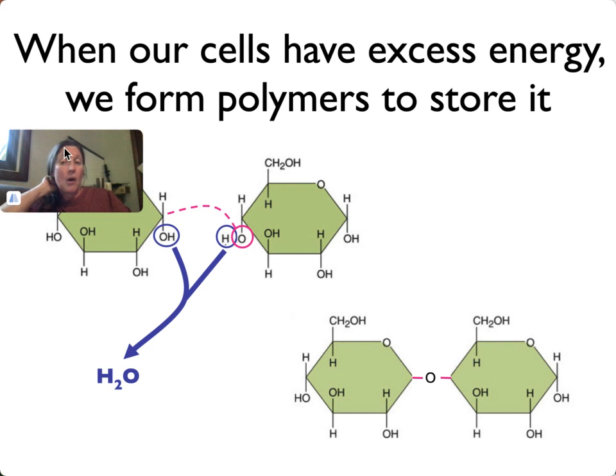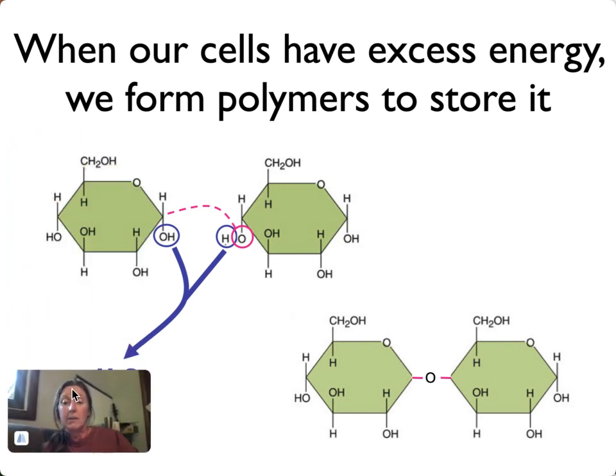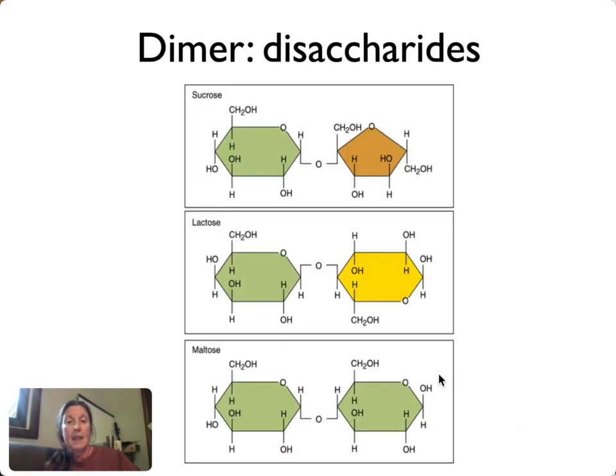Okay, now when we have excess energy, we form polymers to store it. So here are two glucose molecules. You can see that the hydroxyl groups are next to each other. And just like we saw when we were talking about dehydration synthesis, which is what this is, we remove the H and the OH to form water. And now these two glucose molecules are connected to form a disaccharide through this bond.